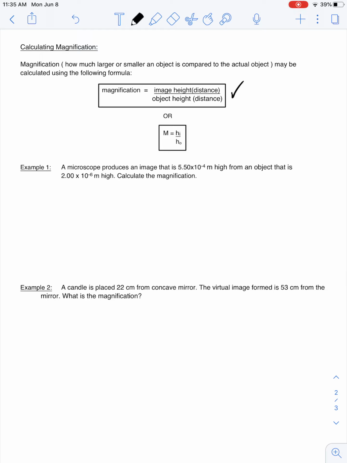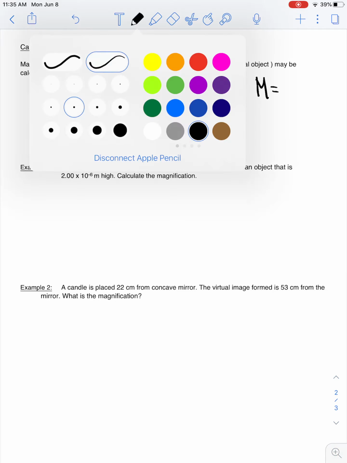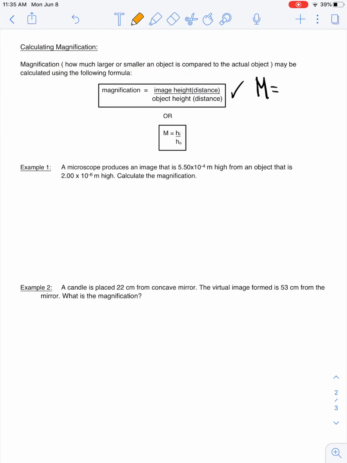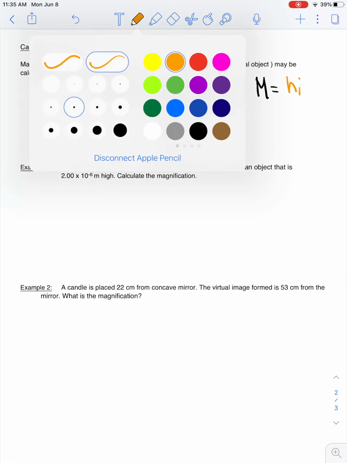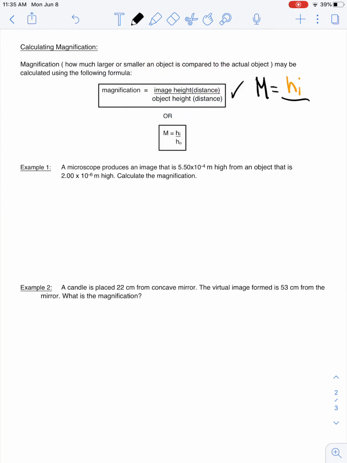So here's your formula. And again, you have to be able to rearrange this. Sometimes you have to be able to find the object height. So real quickly, I'll go over that. You just have to re-isolate. Let's start with the simple one. Magnification equals HI over HO, the image height over the object height. We want to solve for HI, so we need to isolate the HI.